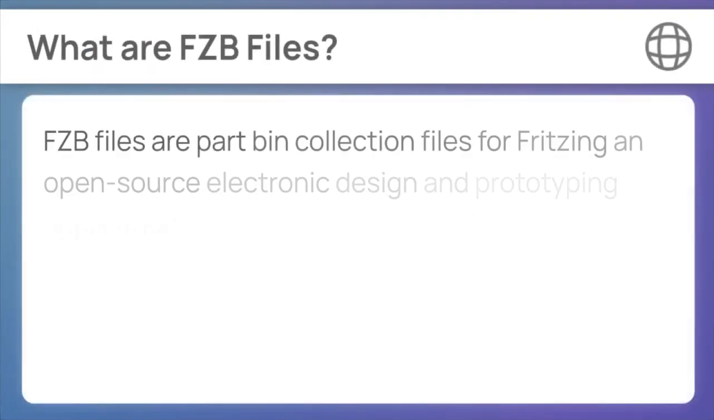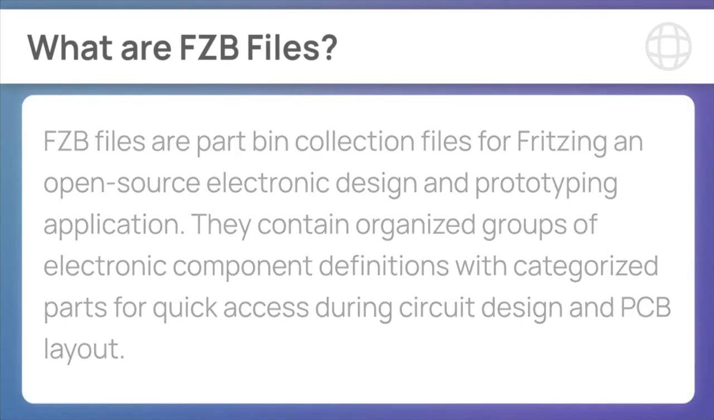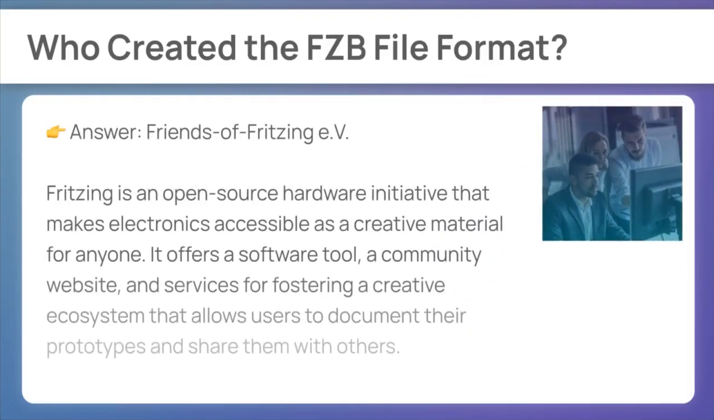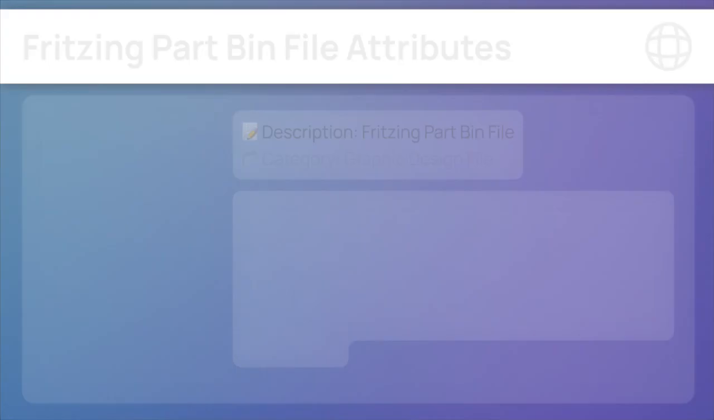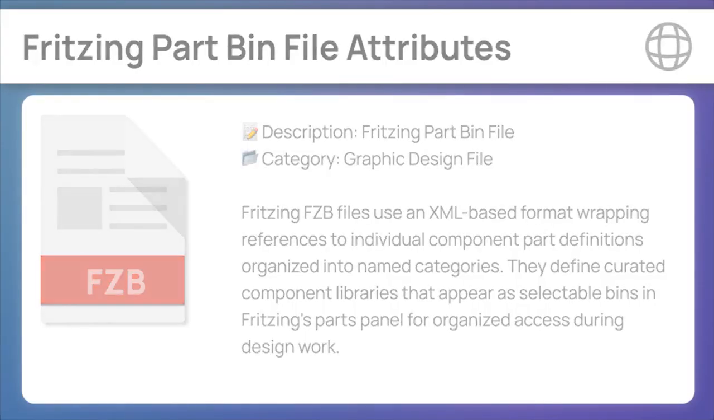FZB files are part bin collection files for Fritzing, an open-source electronic design and prototyping application. They contain organized groups of electronic component definitions with categorized parts for quick access during circuit design and PCB layout. Fritzing FZB files use an XML-based format, wrapping references to individual component part definitions, organized into named categories. They define curated component libraries that appear as selectable bins in Fritzing's parts panel for organized access during design work.